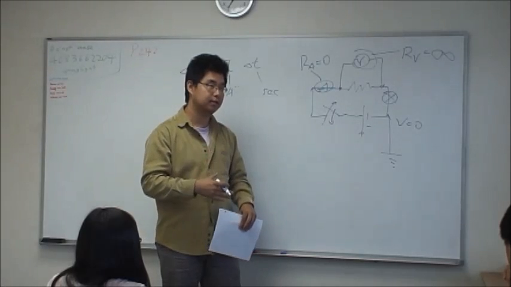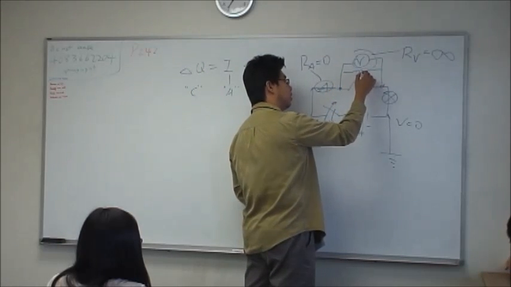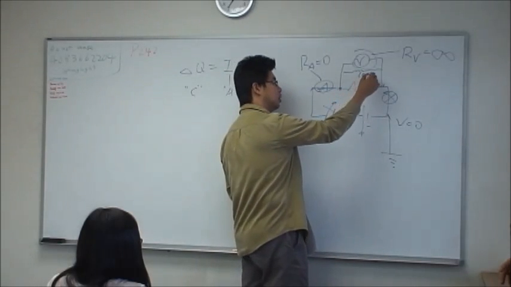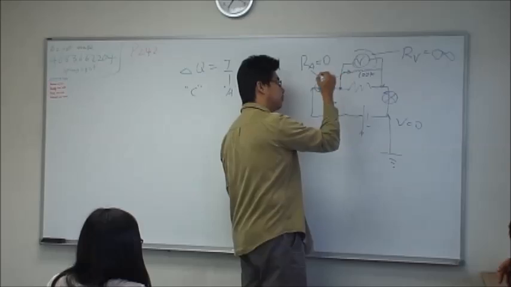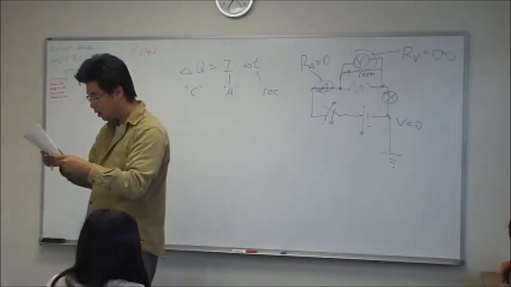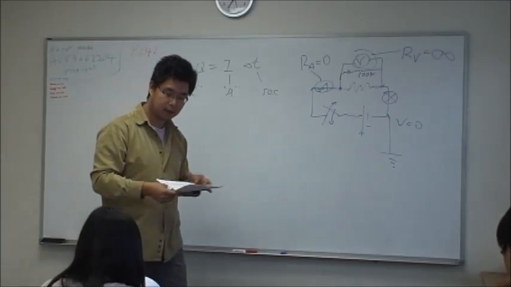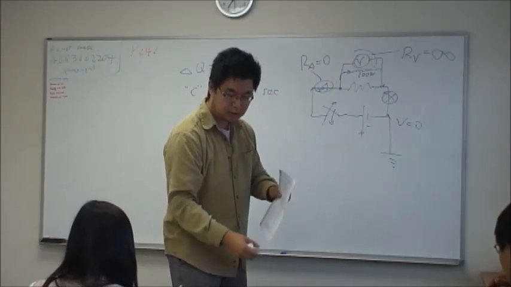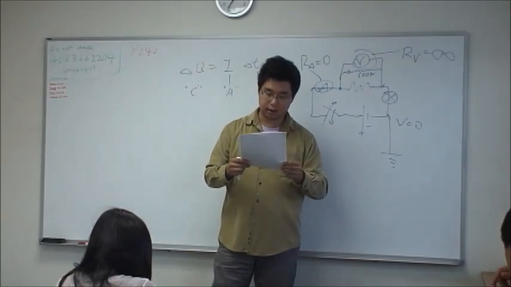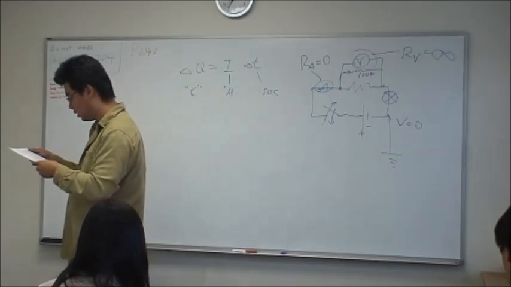That's the ideal case. Of course, sometimes we will see this one in parallel with about 100 kilo ohm or 1 mega ohm, a big resistance, so some current will go through it. We'll talk about this more later. Again, this is on page 242. We just talked about all the symbols for the circuit. Next page we start talking about resistance.